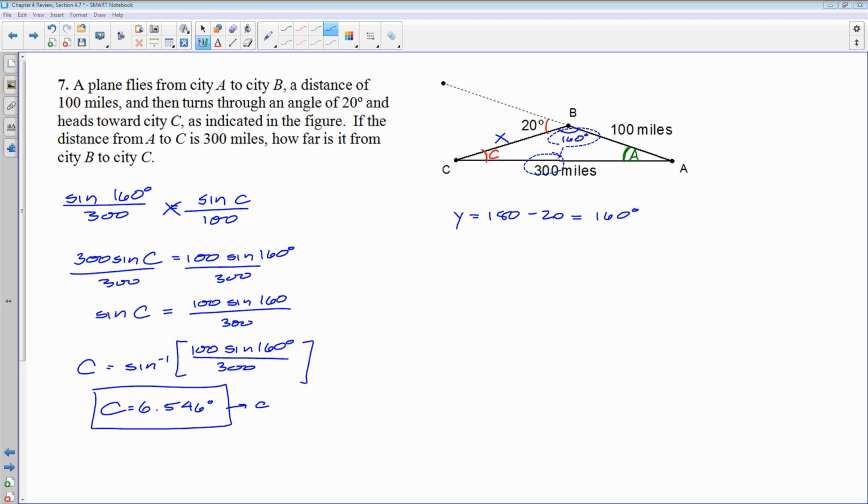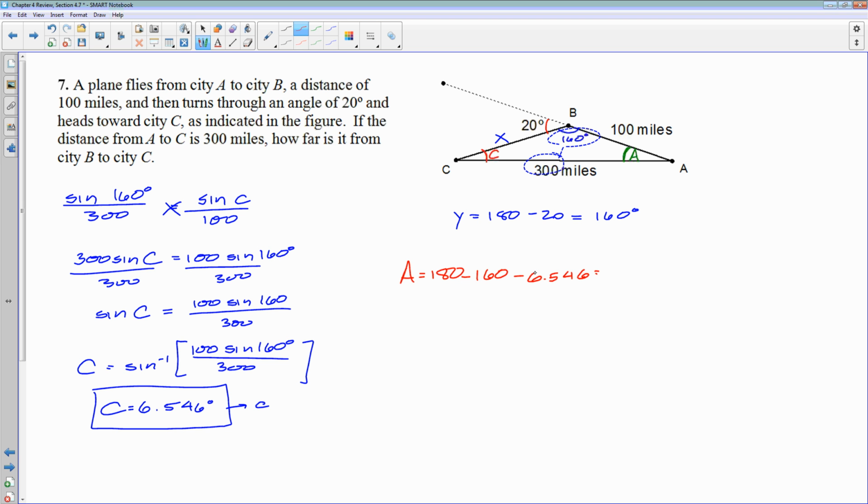And 6.546 seems like a small angle, which it is, but consider that a triangle only has 180 degrees, and 160 of that is wrapped up in this one angle right here at B. So there's only 20 degrees left between A and C. Once I find C, angle A is going to be easy because A is simply going to be 180 degrees minus the 160 that we figured out minus the 6.546 we just solved. We'll throw that in the calculator. 180 minus 160 minus that angle, which is C.